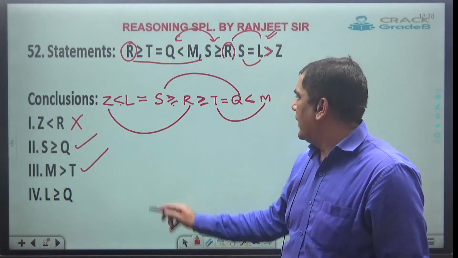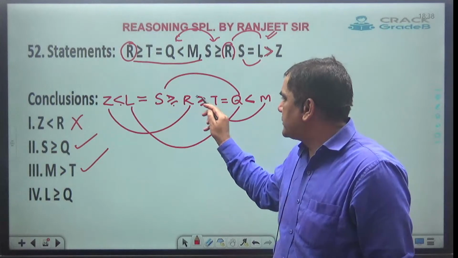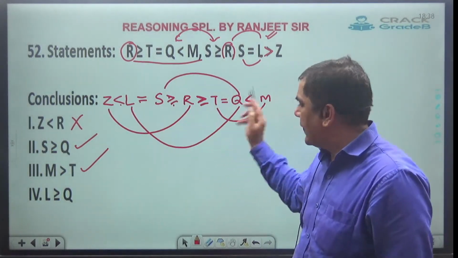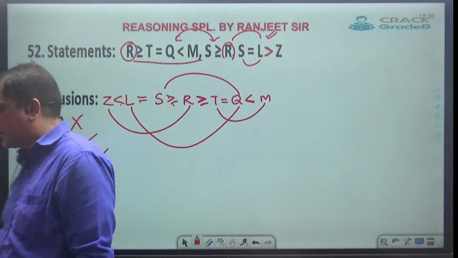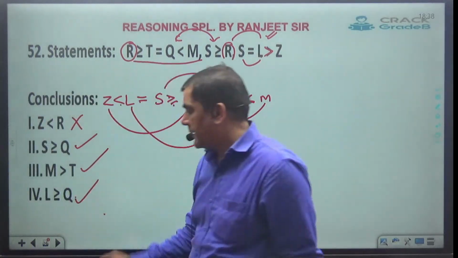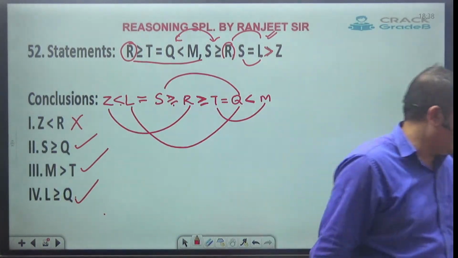L and Q. Face is towards what? L and equal to is everywhere. So fourth is correct. Clear?